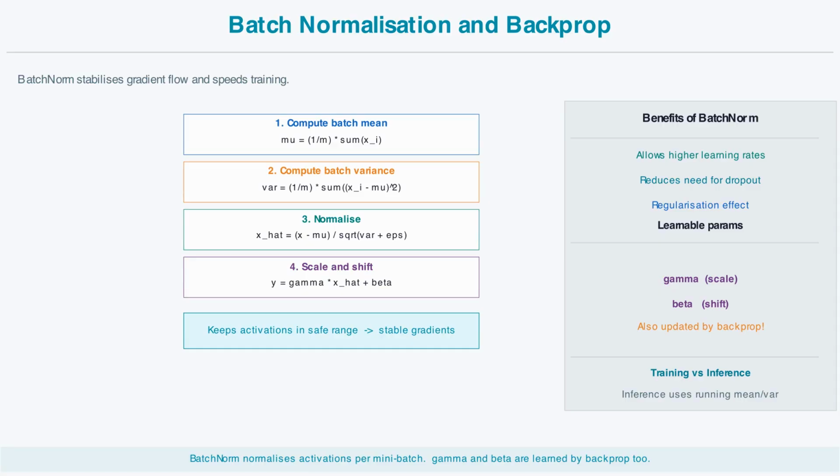Batch norm solves the problem of internal covariate shift. As earlier layers update their weights, the distribution of inputs to later layers keeps changing, slowing training. By normalizing, we stabilize these distributions. The result: you can use much higher learning rates, train faster, and often need less dropout.